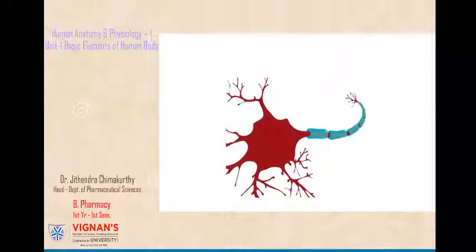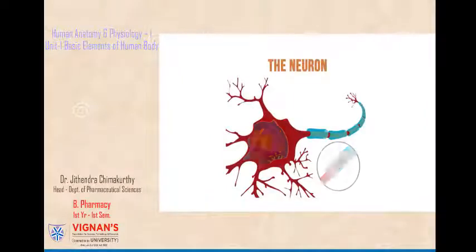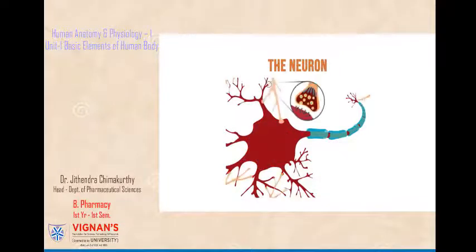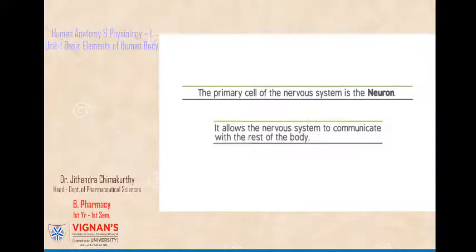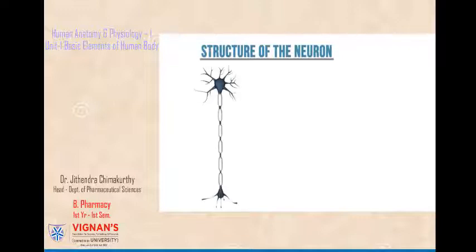In this video, we will talk about the primary cell of the nervous system, the neuron. We will talk about the structure of neurons and also how they come together to form an entire network of nerve cells. The neuron is a very fascinating and vital portion of the nervous system because it allows the nervous system to communicate with the rest of the body. The structure of the neuron offers key features to help it transmit messages across relatively long distances.